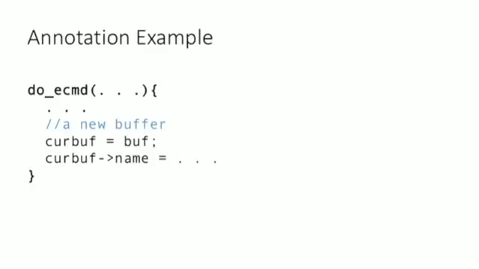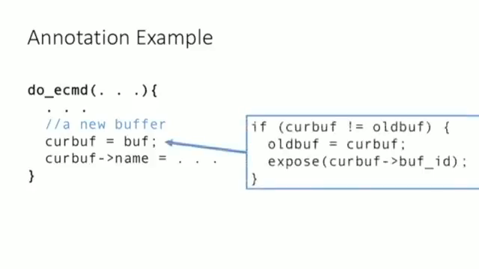So this is an example of the context switch. Do the E command, E means edit. When you type this command, you will switch a buffer, so the curbuff will be assigned a new value. We will instrument some code after this statement. Basically, it will first check if the buffer is really changing or not. If it changes, we expose the current buffer ID, basically the new buffer ID, to the provenance system.